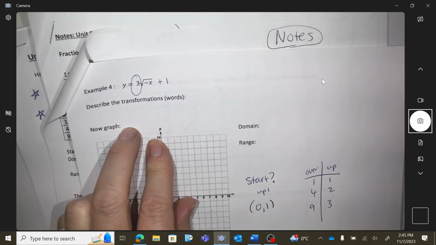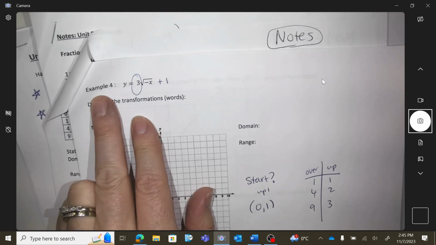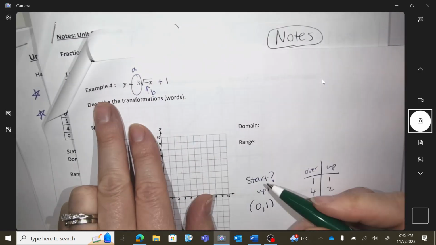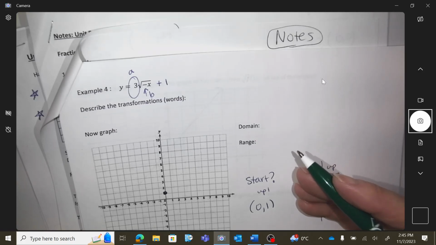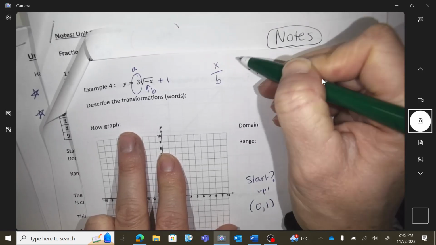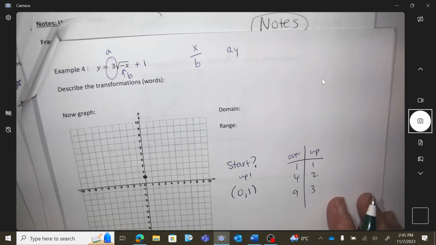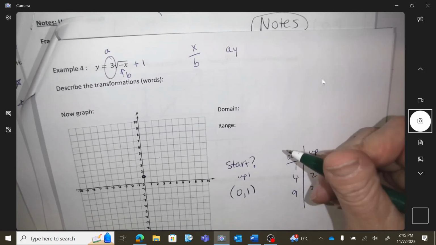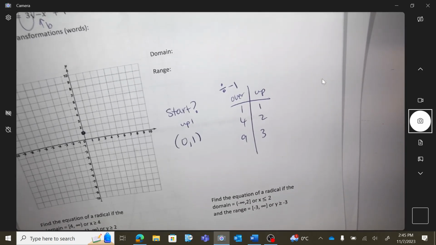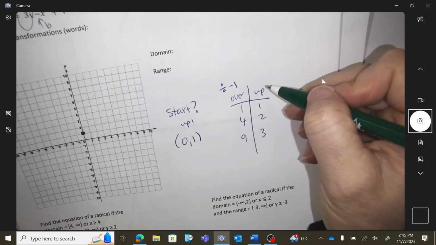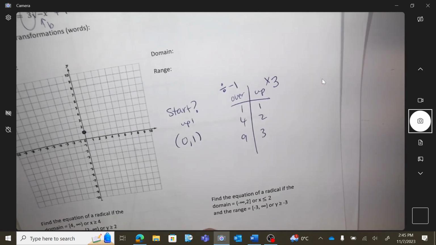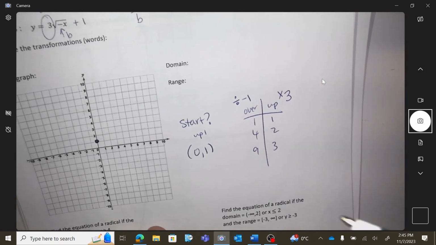What letter spot is the 3 in? A. The negative is a letter B. So what do those do? X gets divided by B and A gets times, right? Those are the process. So what am I going to do? I'm going to be dividing the x's, the over is the x. I'm going to divide it by -1. And the ups, that's the y. So what am I going to do to them? Times by 3. So now you just make yourself a new chart.